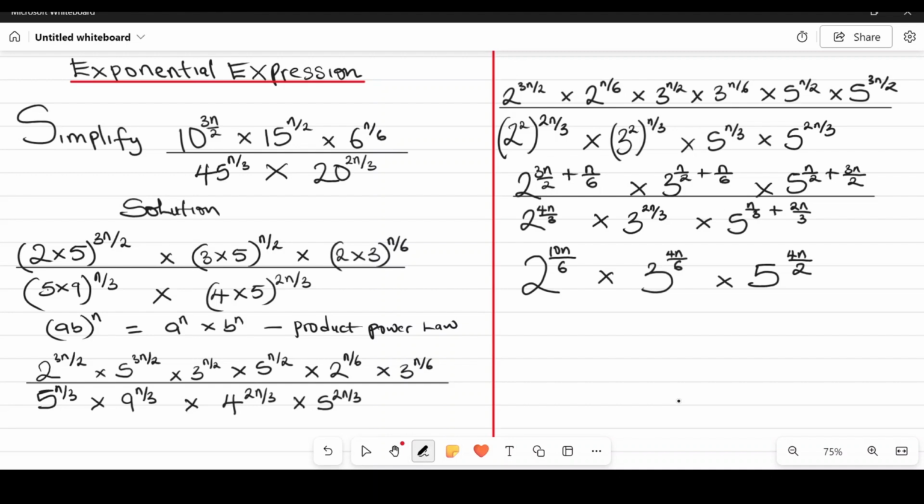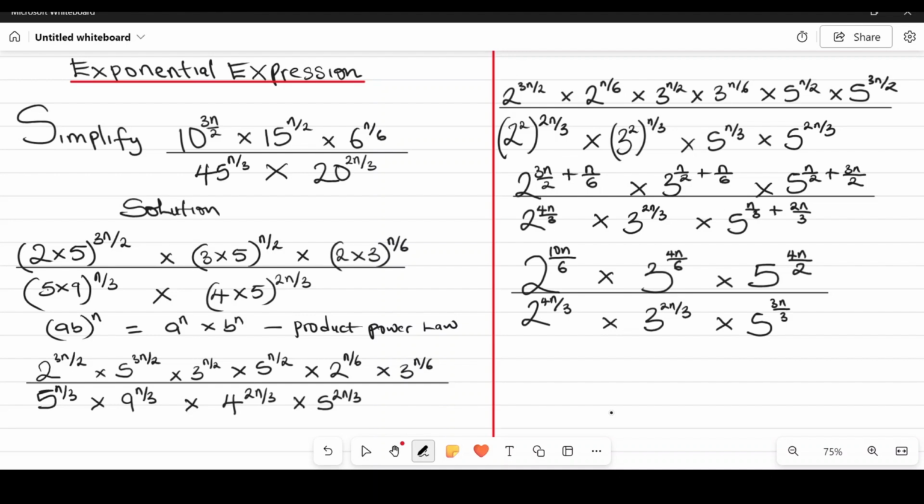So we have that 2 raised to the power of 4n divided by 3, times 3 raised to the power of 2n divided by 3, times 5 raised to the power of 3n divided by 3. Now, at this point, we are going to make it easy for ourselves since we have like bases on the numerator and denominator, so we can apply the division law.